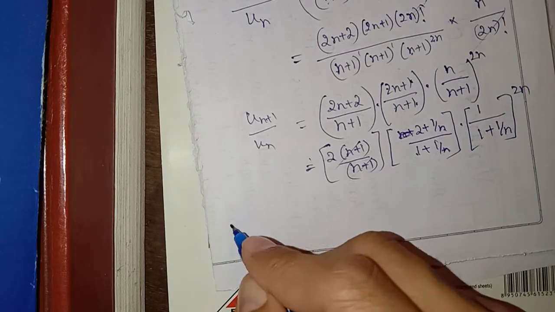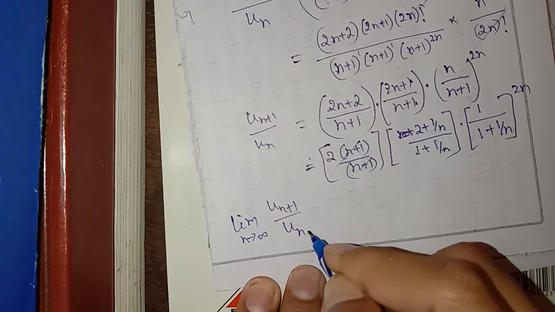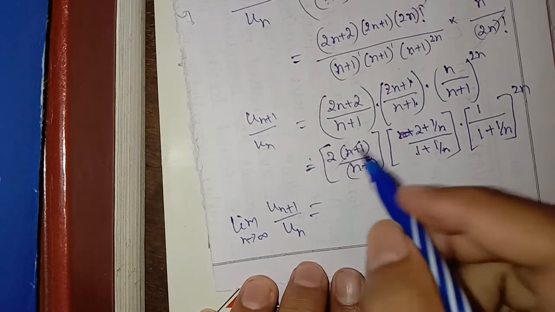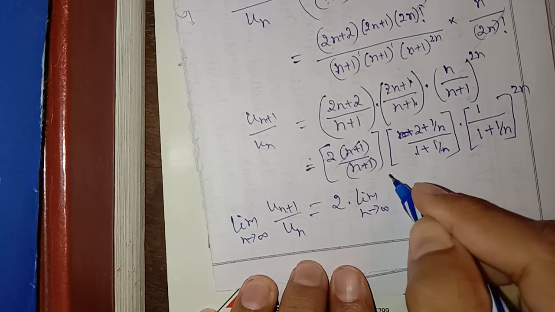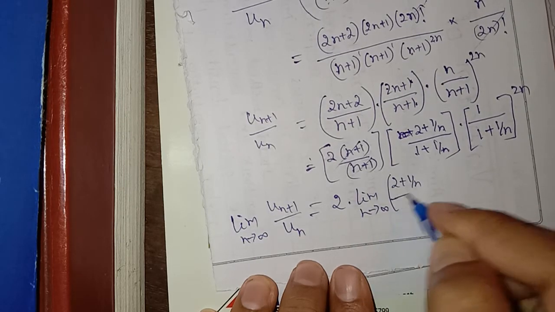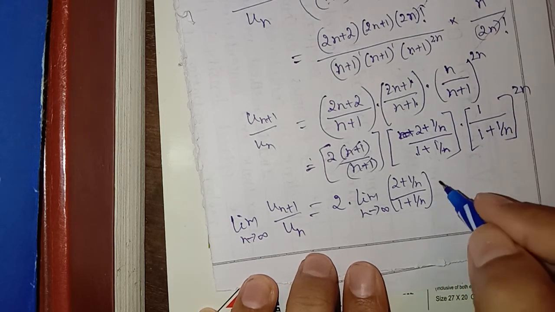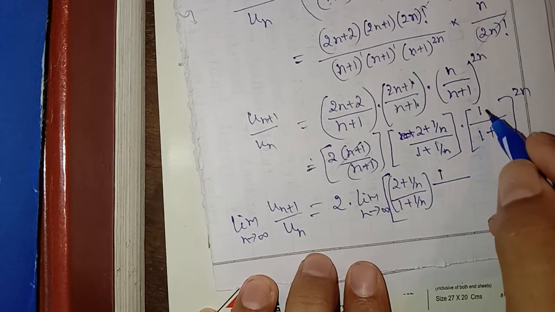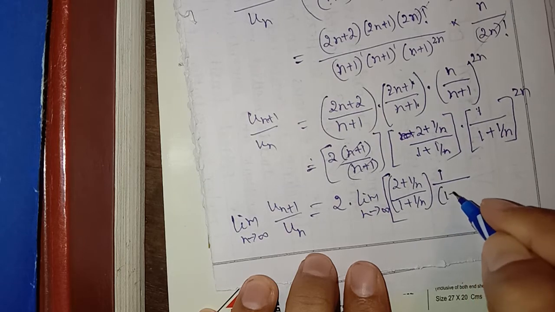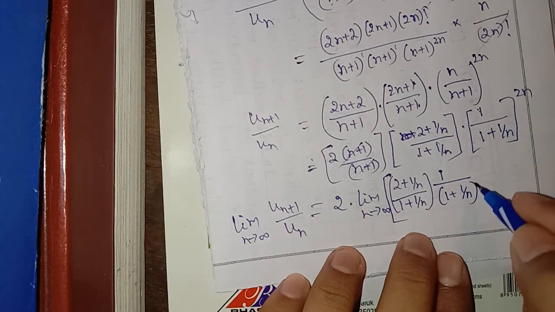Now as limit n tends to infinity, un+1 divided by un is 2 into limit n tends to infinity of (2 + 1/n) divided by (1 + 1/n), into 1 divided by (1 + 1/n)^(2n).